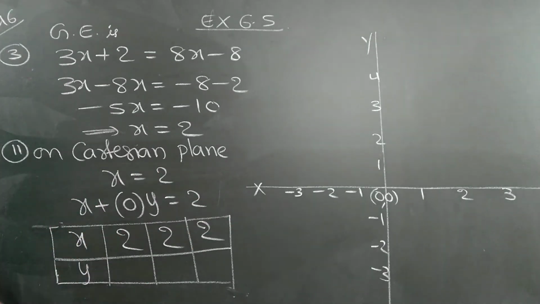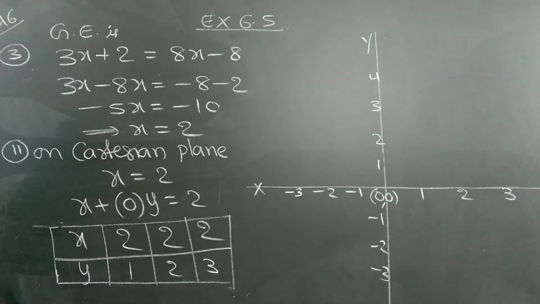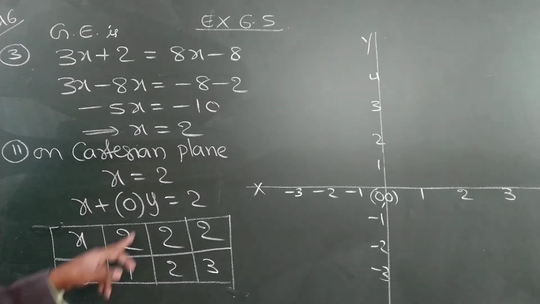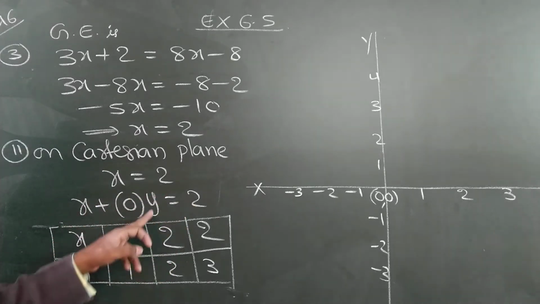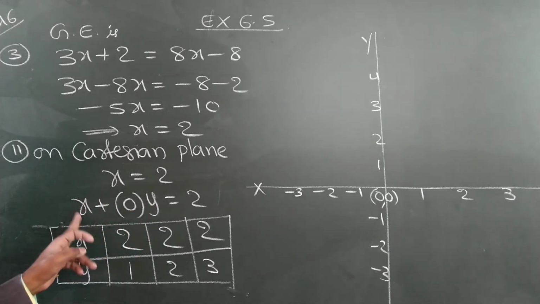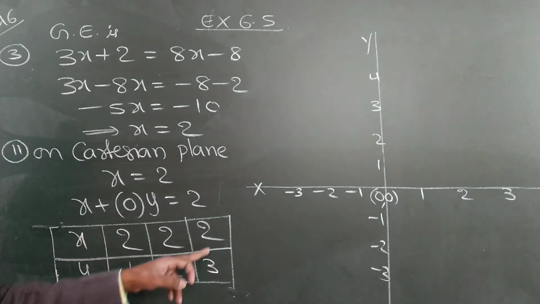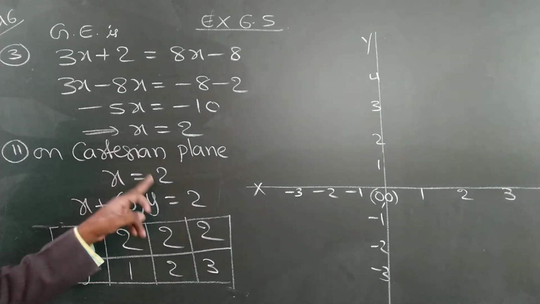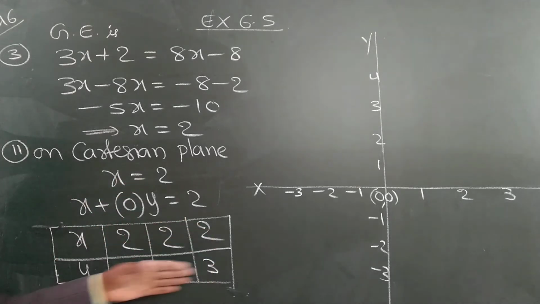Why? Y, any values you take, say 1, 2, 3, x will not change. Because if y is 1, 1 into 0 is 0, x is equal to 2. Y is 2, 2 into 0 is 0, x is equal to 2. Y is 3, 3 into 0, 0. So for any value of y, x is 2 only.